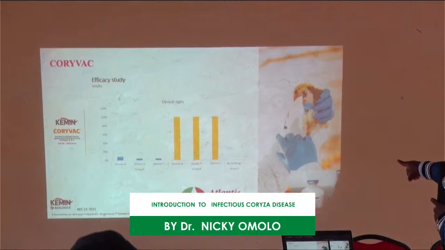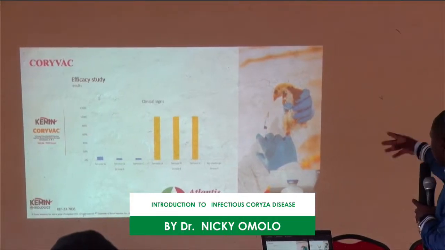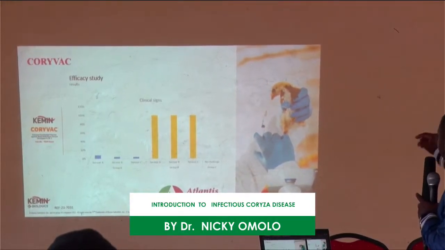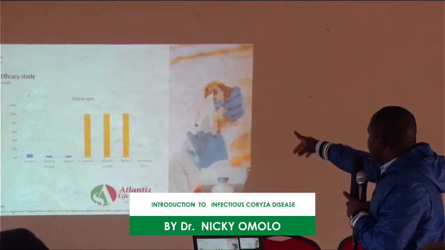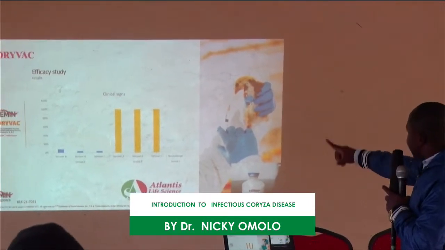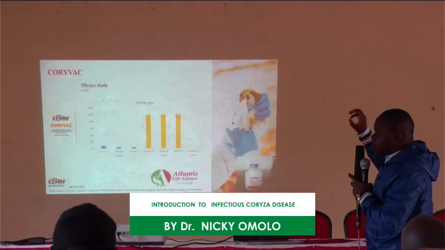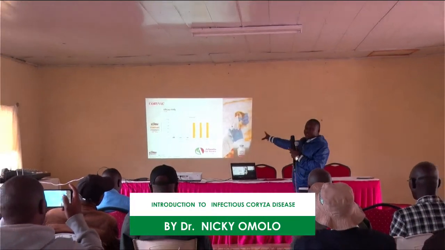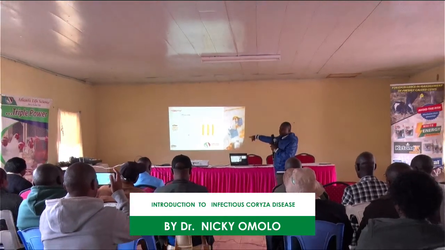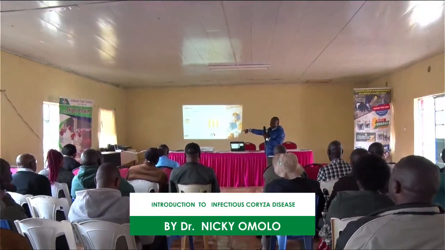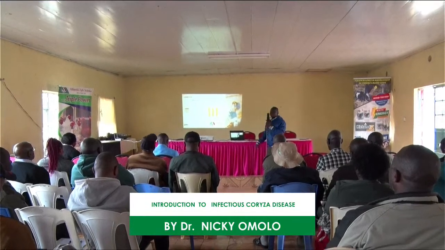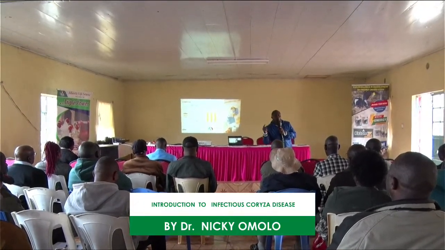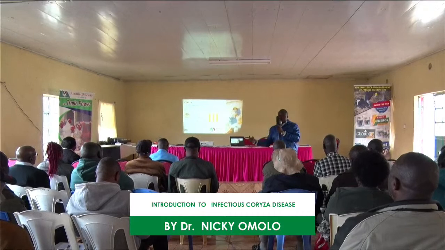Group B. And then also we have group C, where there was no challenge, and therefore nothing happened. So if you look at group B, in terms of efficacy, it was noted that the groups that were vaccinated showed high efficacy of the vaccine against the group that was under the control. So that means that the vaccine was quite effective in being able to control infectious coryza.